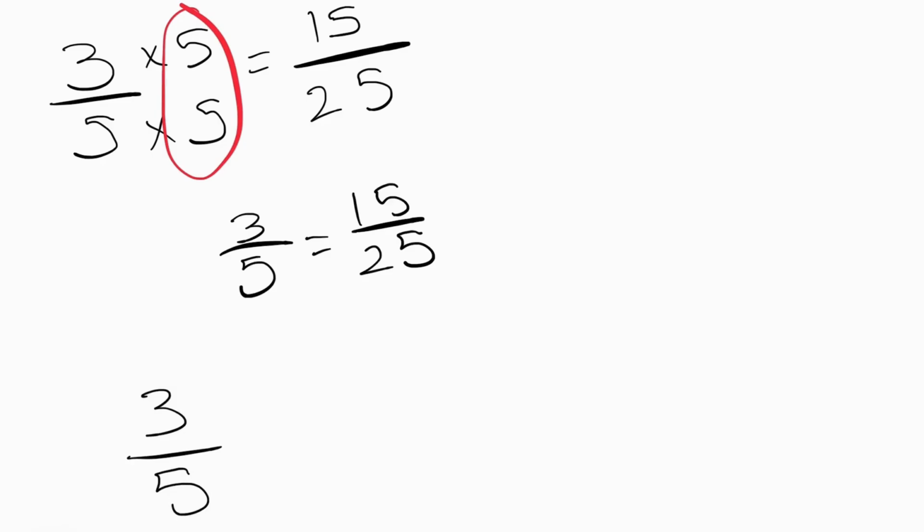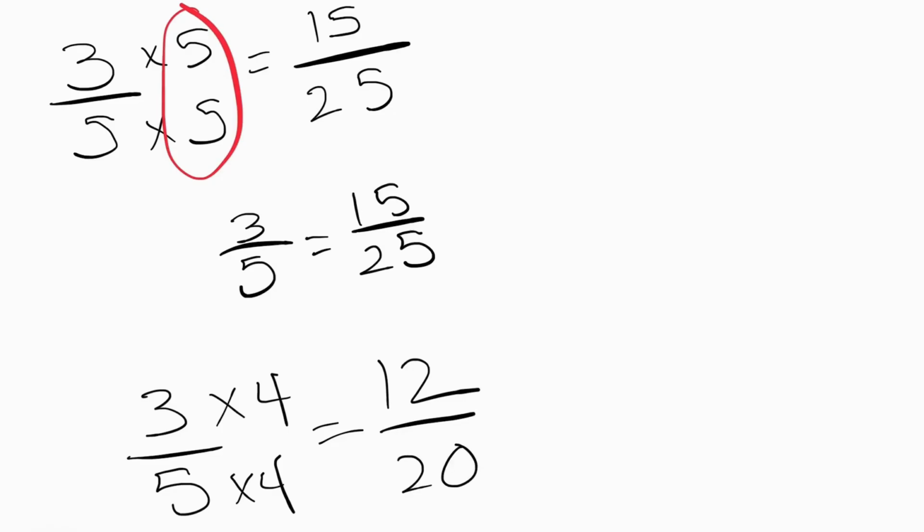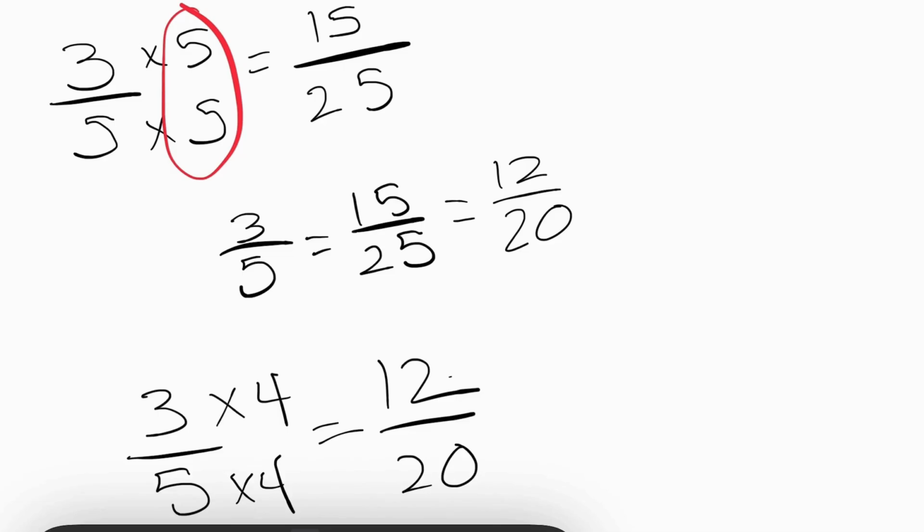Instead of multiplying by 5, let's just multiply by 4 this time. So we multiply the numerator, the 3, by 4, we get 12. Multiply the denominator by 4, and we get 20. Now we have 12 twentieths. Well, guess what? 12 twentieths is also an equivalent fraction to 3/5, and it's also equivalent to 15/25 at this point. So there are a lot of fractions equivalent to 3/5. All right, so you can multiply or you can divide.